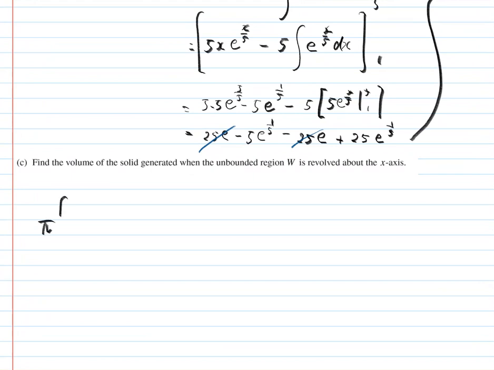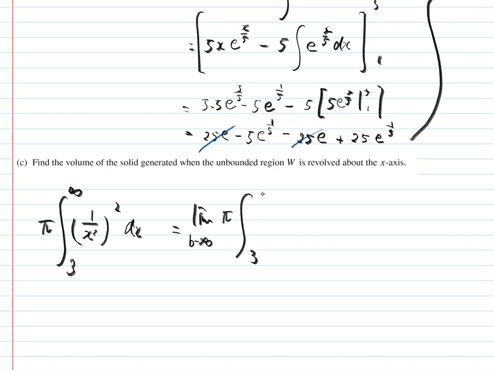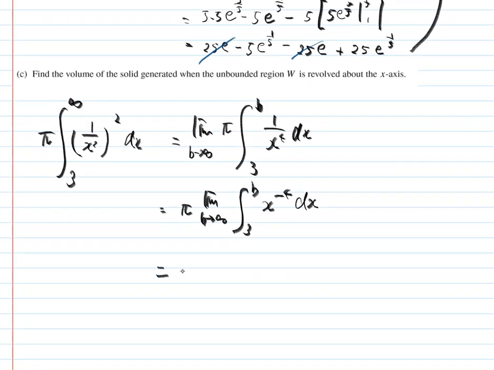That means you're going to have pi, of course, from 3 to infinity, of 1 over x squared squared, because the area of a circle is pi r squared. And we're going to make sure that we don't really use the infinity sign, and instead of the integral to infinity, we use b as a replacement, with a limit. We can bring pi in front of the limit, and now it's just a simple integration.